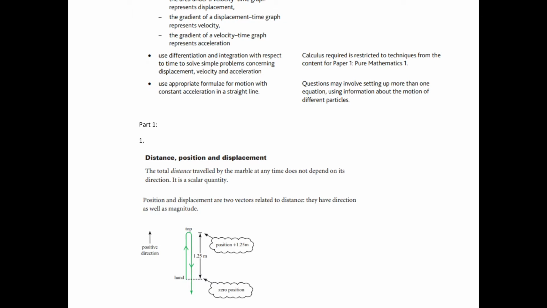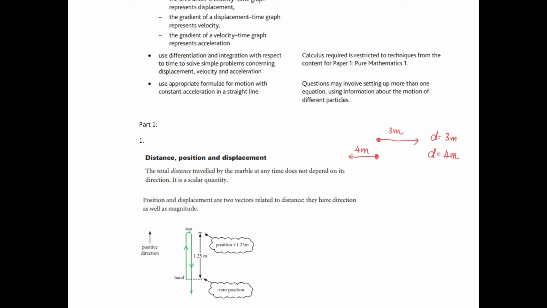The total distance traveled by the marble at any time does not depend on its direction. It is a scalar quantity. So that means if you have a marble, and your marble moves to the right by 3 meters, or your marble moves to the left by 4 meters, the distance is 3 meters in the first case, and for the second case, the distance is 4 meters. The direction does not affect the distance.